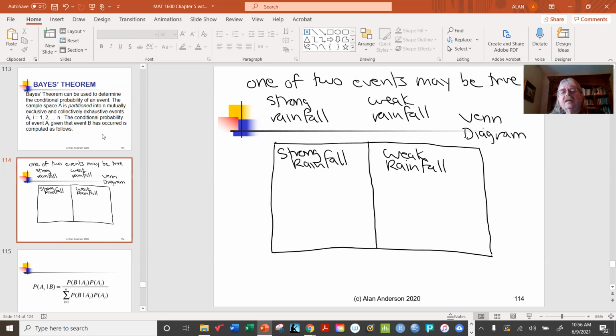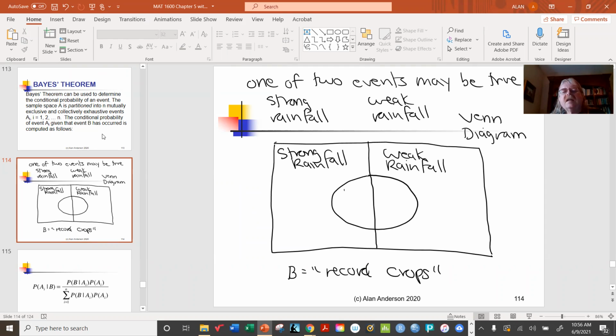What we really care about is the event, let's call it B, record crops. Okay. So that will be illustrated by a circle. This is a set. Within set B, we have record crops. Outside of set B, we do not. So the diagram is set up to illustrate the idea that whether or not we have record crops depends on the rainfall.